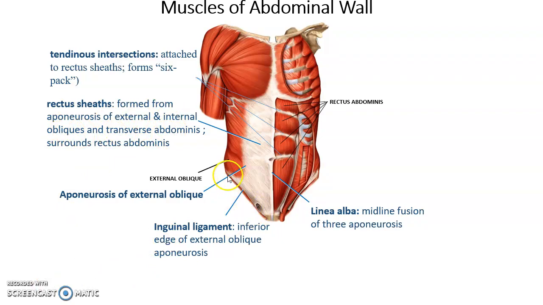And then finally, at the border, we have the inguinal ligament at this inferior border, and that also has a little space of its own. And this is formed by the inferior edge of the external oblique aponeuroses. An aponeurosis is a sheet of connective tissue that's acting as a tendon for these thin sheet-like muscles. And that's where we'll stop for right now.